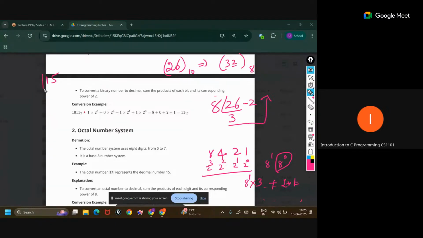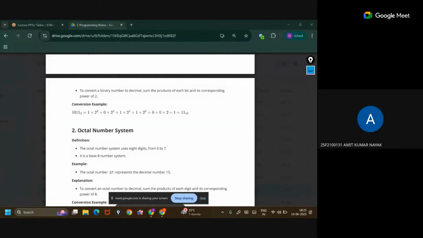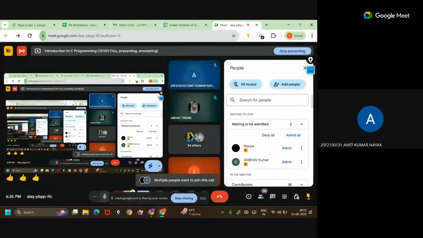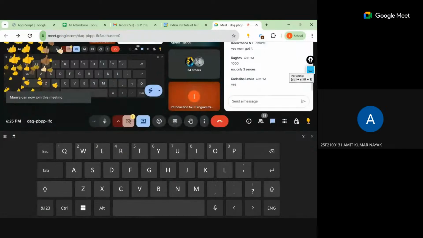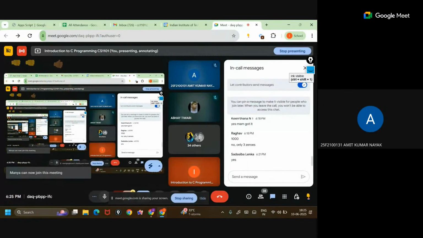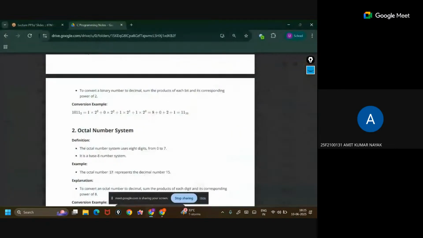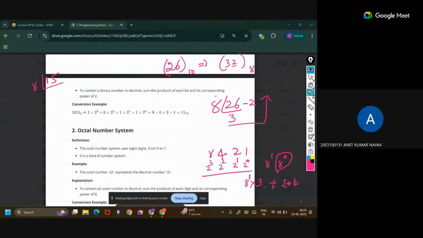Okay, let's say I'm dividing it by 8. What is the quotient and what is the remainder? 1 and 7, right? So I have to write it as 17 to the base 8, which is equal to 15 to the base of 10.